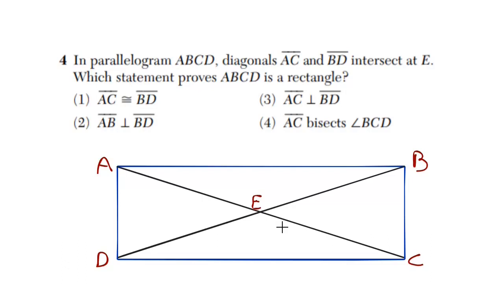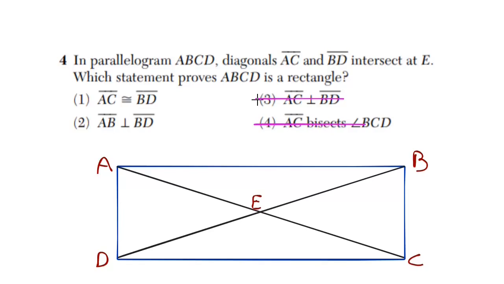Rhombi, is that parallel or plural? I don't know. Rhombuses have diagonals that bisect each other, so this does not automatically mean it's a rectangle. Now, AC bisecting angle BCD, that could be a rectangle, but it doesn't prove it, right? Again, that could be a rhombus as well.